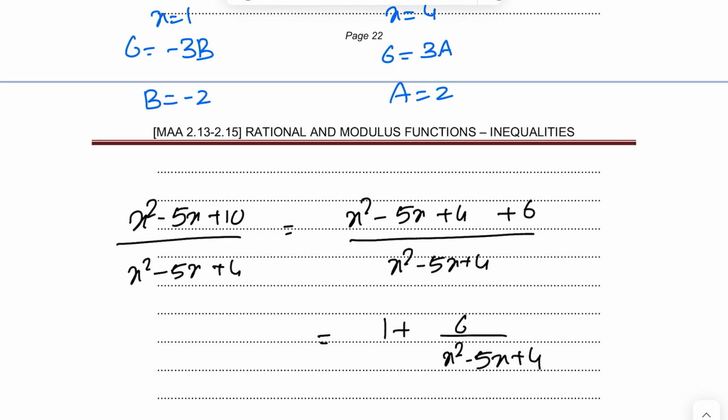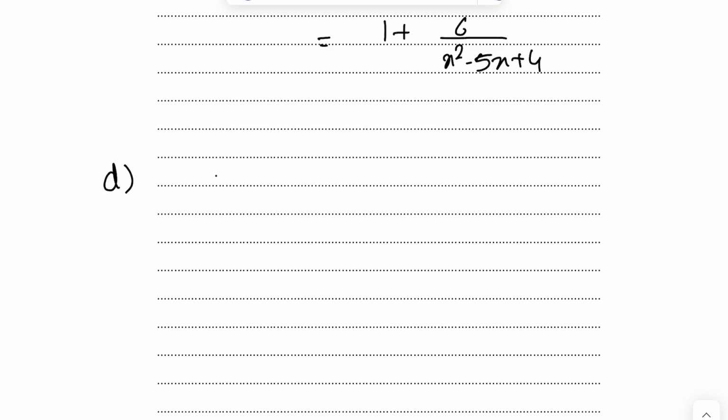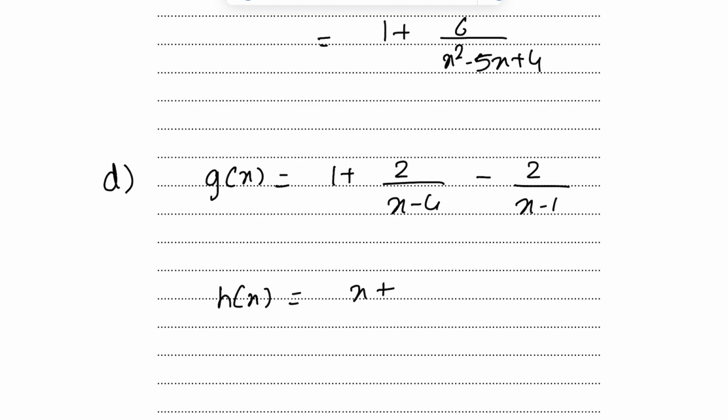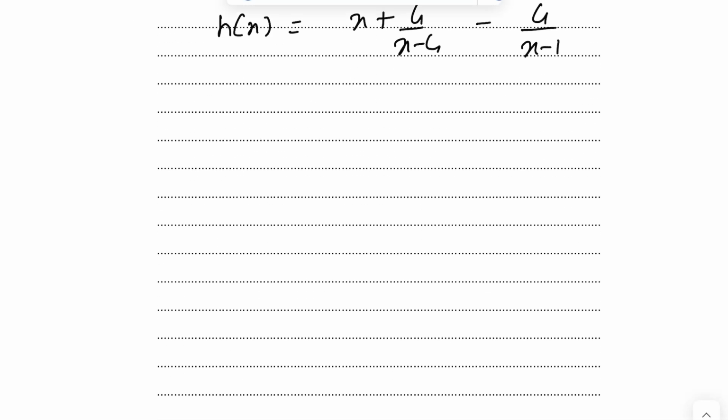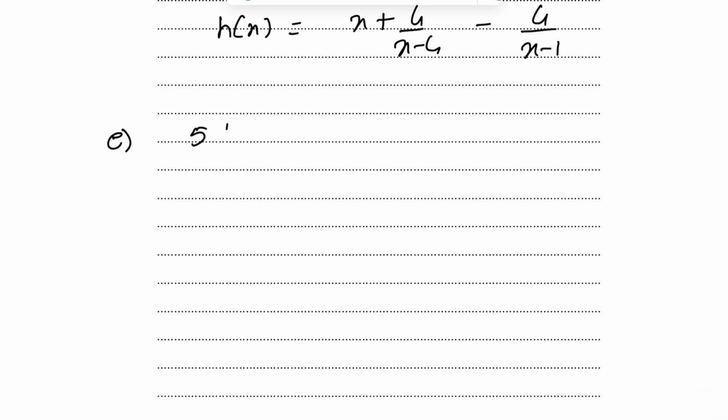So part D, g of x equals 1 plus 2 upon x minus 4 minus 2 upon x minus 1. h of x equals x plus 4 upon x minus 4 minus 4 upon x minus 1. Part E, 5f of x is less than or equal to 3g of x.